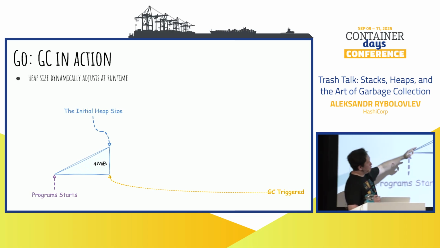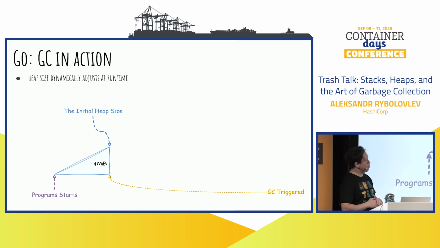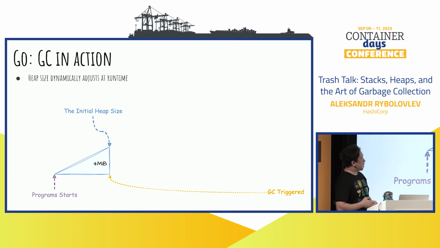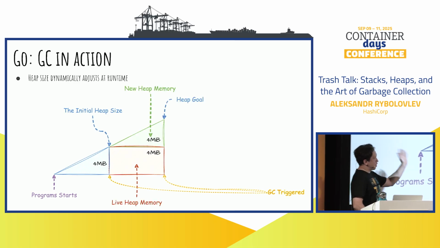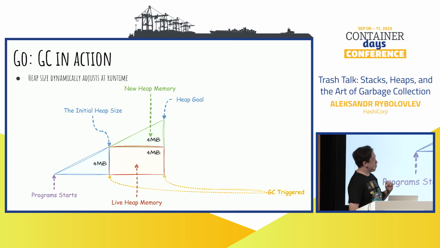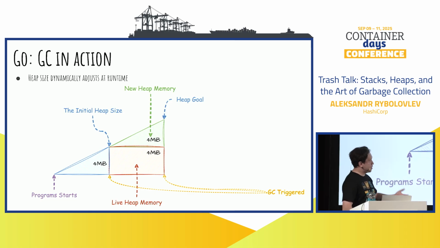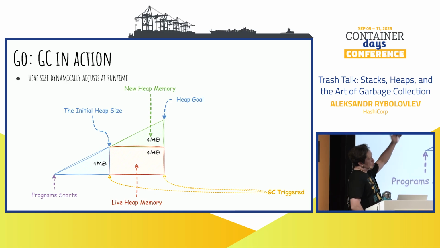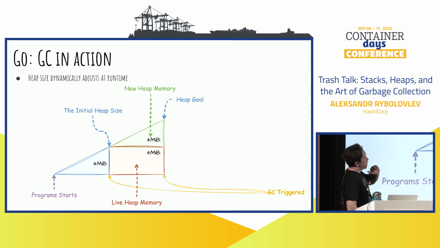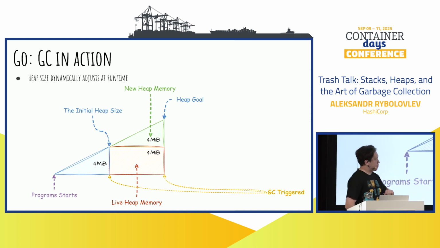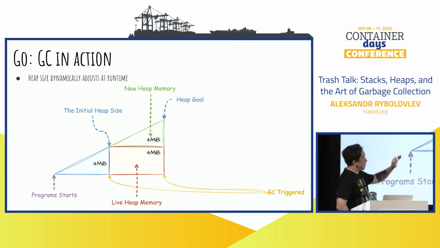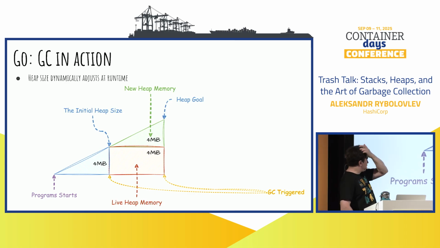Once your heap grows all the way up to 4 megabytes, that's the point where the garbage collector will be triggered. So what will happen next after the garbage collector scans all the objects? Let's say in this example, it will say, okay, all 4 megabytes are live heap memory, they are in use, we cannot remove anything, that's fine, we can continue. But then we need to raise the bar for the heap goal. For now, I would say that Go is going to double the number that represents the live heap memory, and that's going to be the new bar, like in this example, 8 megabytes.